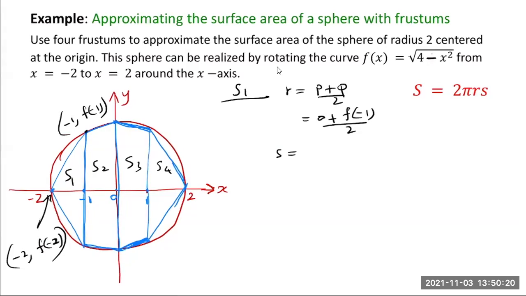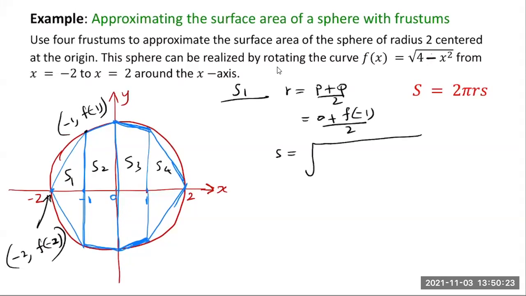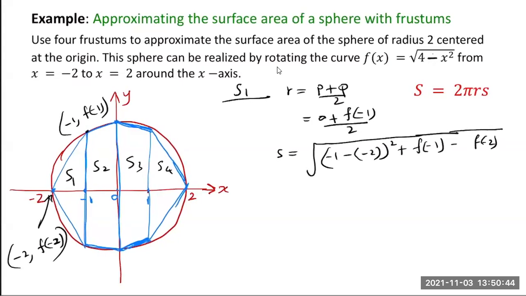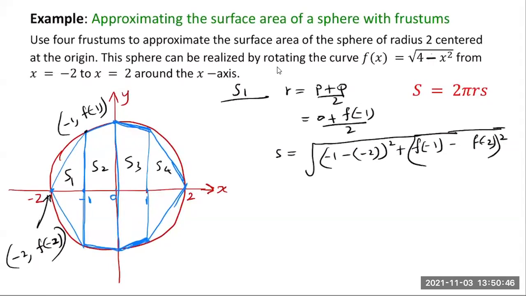So that is square root of (-1 minus -2) squared plus (f of -1 minus f of -2) whole thing squared. Okay, if you compute this, you will get 2. You can of course compute these things by plugging these numbers into your function. If you compute this, you will get your slant length is 2.